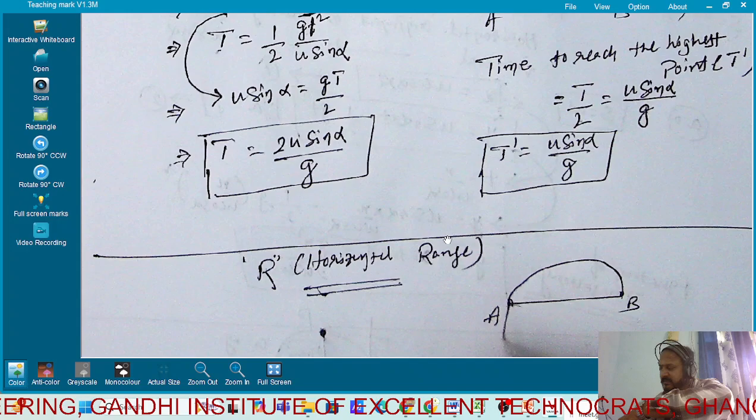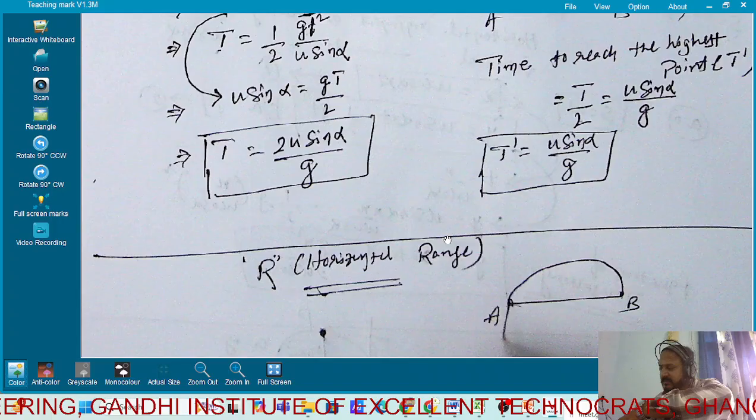When will R be maximum? Clear? What do you mean by R max? That means the horizontal range is maximum. If you want to throw any particle to the highest distance, you should know at what angle you should throw it so that it will go to the highest distance. Horizontal range I'm talking about. You want to throw a particle.